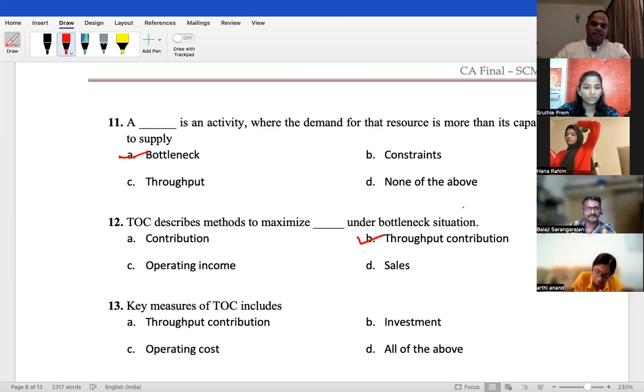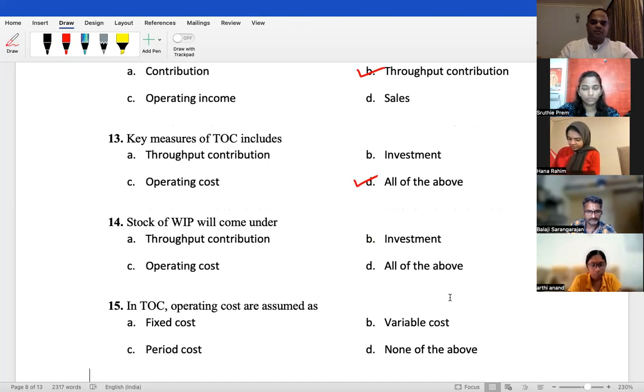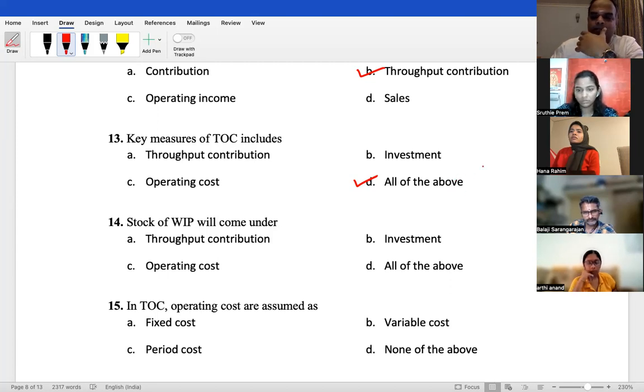Next, key measures of TOC include throughput contribution, investment, operating cost, all of the above. All of them. Stock of WIP will come under throughput contribution, investment, operating cost, all of the above. Investment. Any other option? Operating cost? So it comes under investment. Stock is a balance sheet item, investment.